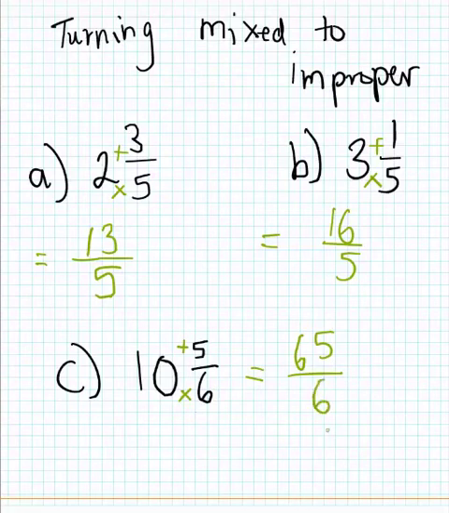And we're done. So turning mixed fractions into improper fractions, all you have to do is remember times first and then plus: multiply your numbers, then add the product with the number on top, and of course you keep the same denominator, and you're done.